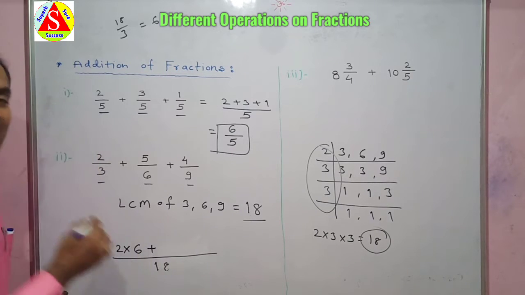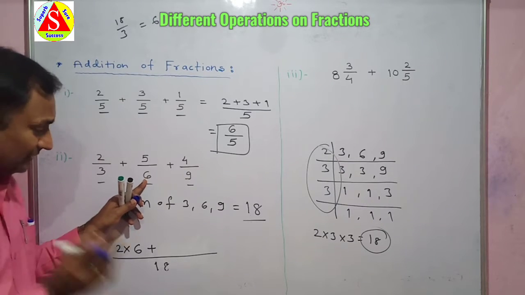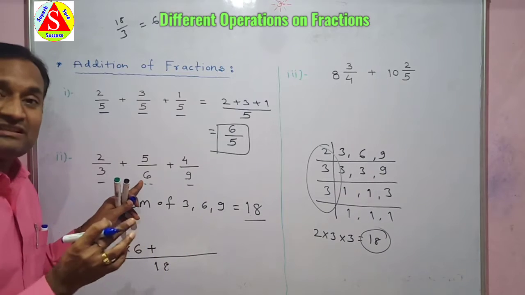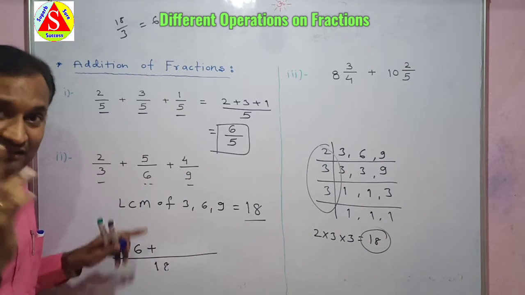Then again let's see the second term. Here we have 6 in the denominator, but our LCM is 18. So divide 18 by 6, so we will have 3, or we can say 6 3s are 18.